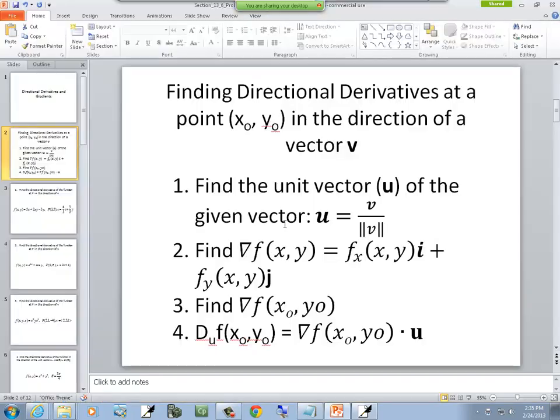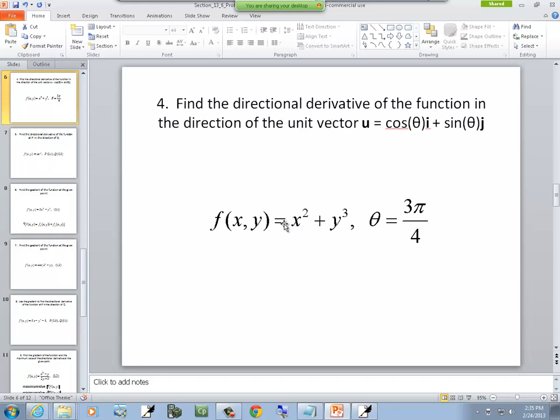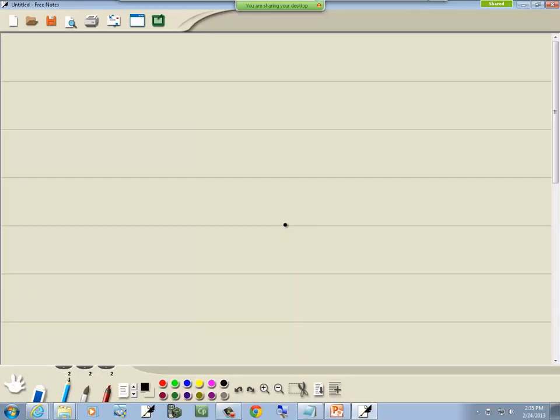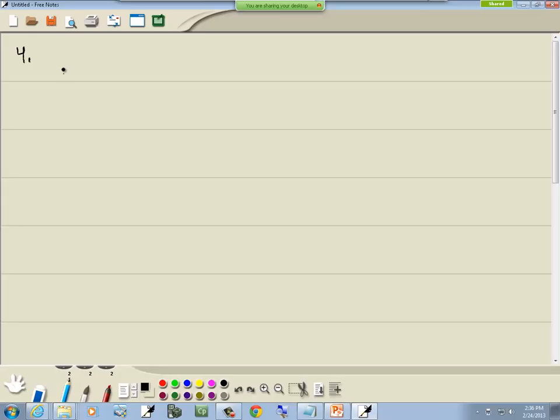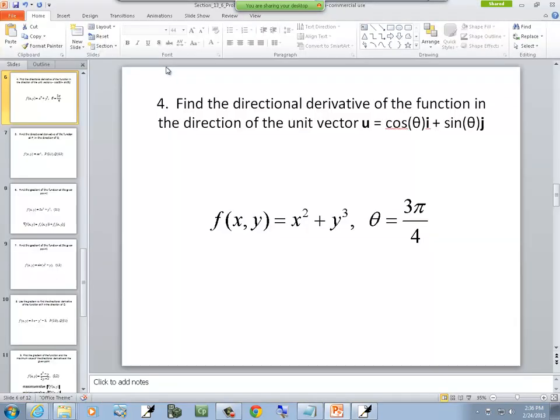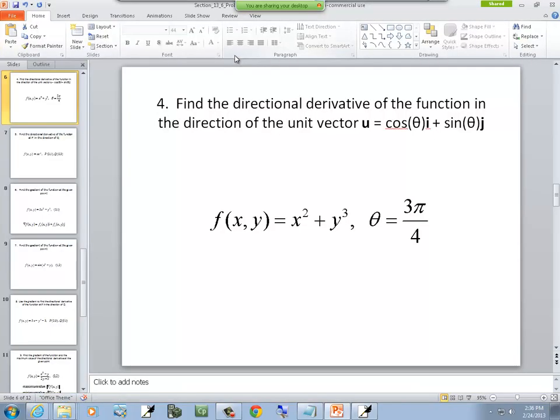Okay, let's look at our next problem. These are kind of all the same, just little changes. It says find the directional derivative of the function f(x, y) = x squared plus y to the third, in the direction of the unit vector u equal to cosine theta i plus sine theta j, where theta is equal to 3 pi over 4.